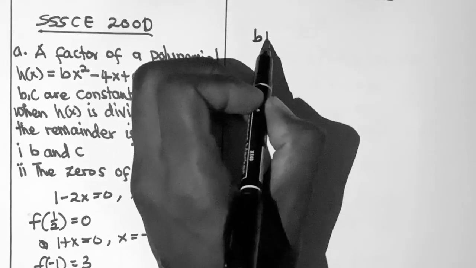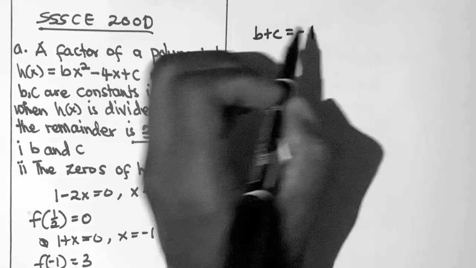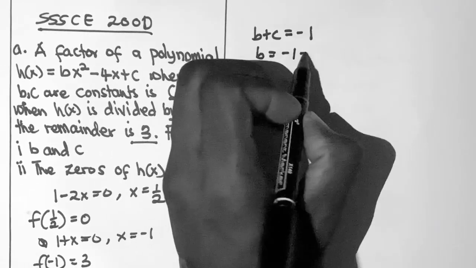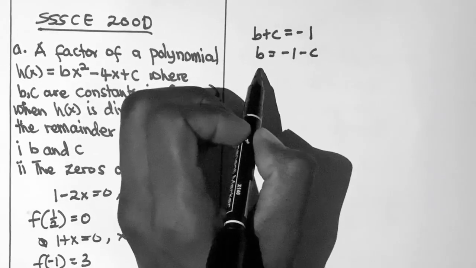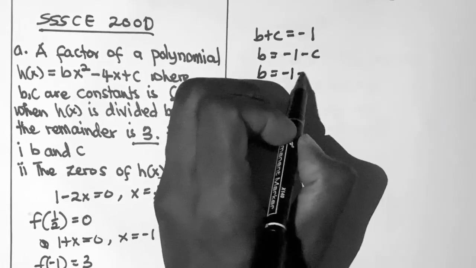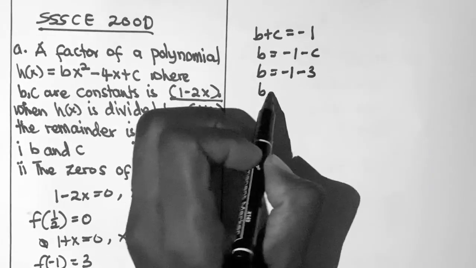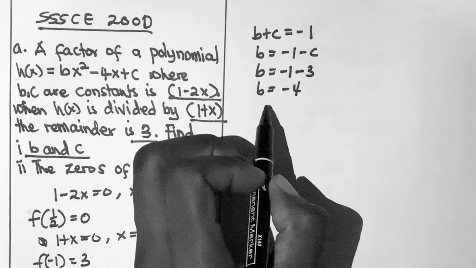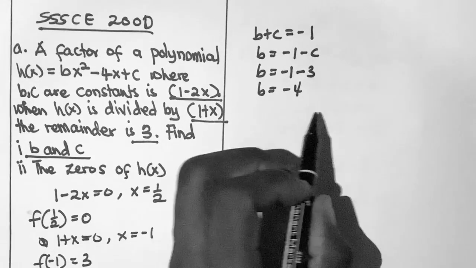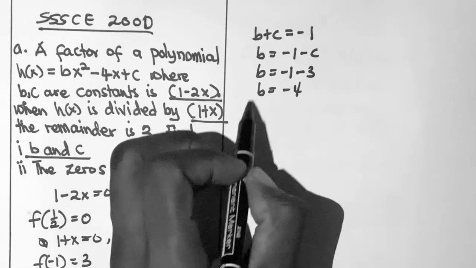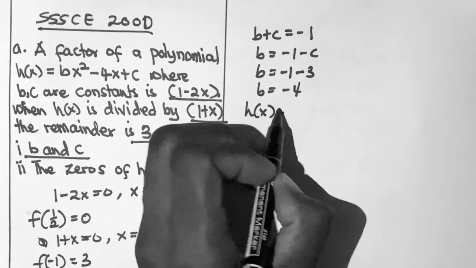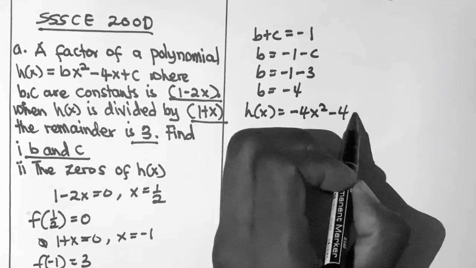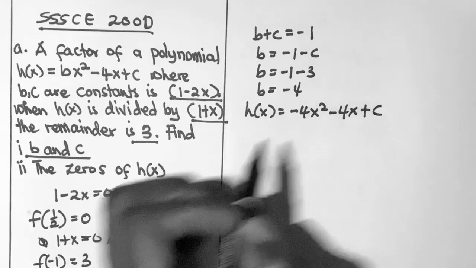And then one of the equations is b plus c is equal to minus 1. So this means that b is equal to minus 1 minus c. So b is equal to minus 1 minus 3. And therefore b is equal to minus 4. So we are done with the first part. b is equal to minus 4 and c is equal to 3. So now let's write h of x. So h of x is equal to minus 4x squared, then minus 4x, then c is 3, so plus 3.